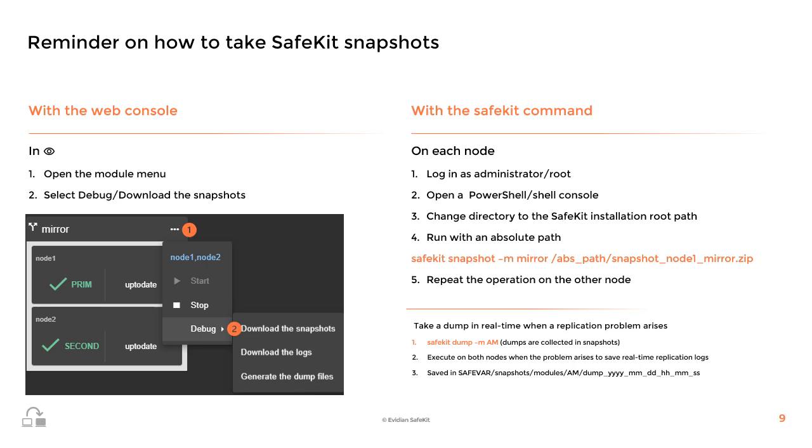There is also a dump command useful to dump in real-time all safekit logs, which is helpful to capture a state in real time when typically a replication problem occurs. The dump will be included in the snapshot operation.